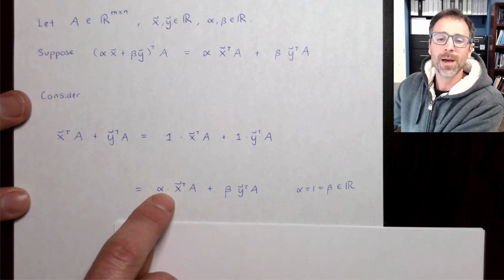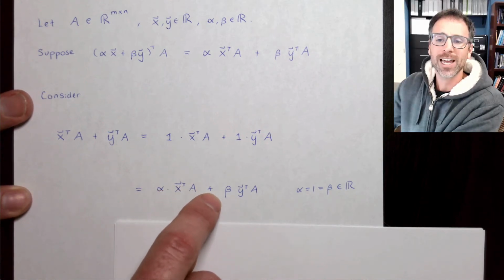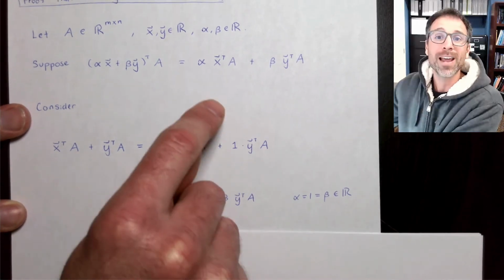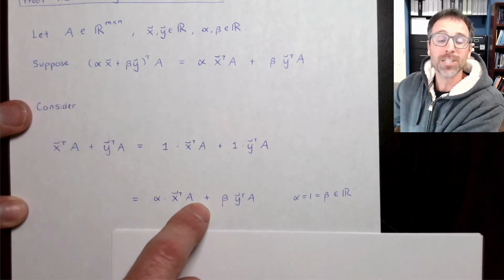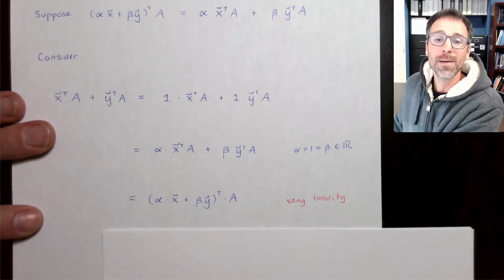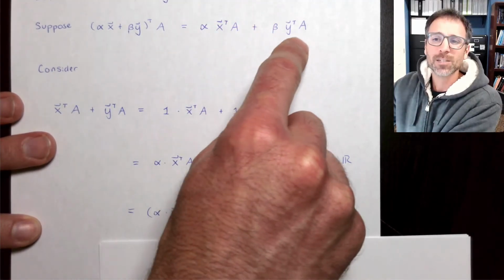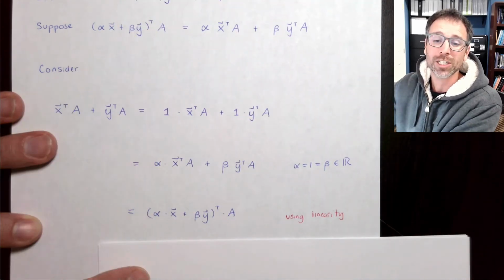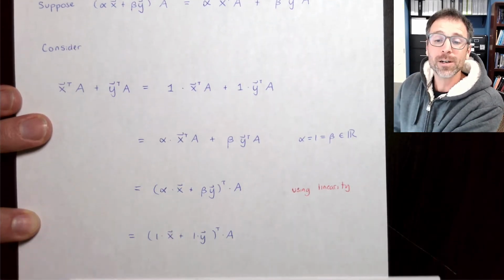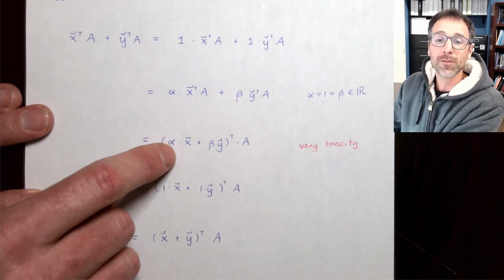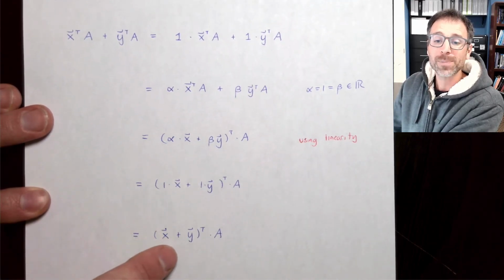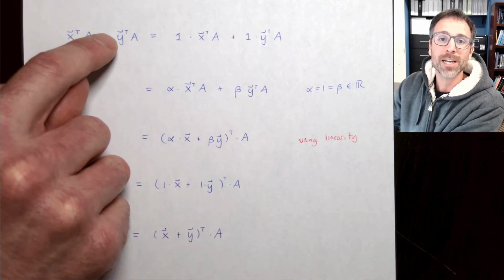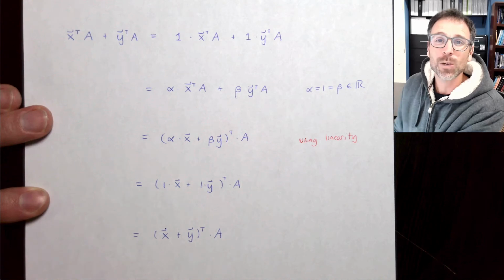But we might as well think about this as alpha times x transpose A plus beta times x transpose A, where alpha and beta are both 1. This was true for any scalars. It must also be true for the scalars that are equal to 1. But once I have it in this form, that's the expression 2 in my linearity condition, which means I can go back towards expression 1 since I've assumed linearity to be true. But I know this is true specifically for alpha equal 1 and beta equal 1, which means that I get x plus y transpose times A must be equal to x transpose times A plus y transpose times A. That's exactly what I wanted to show.